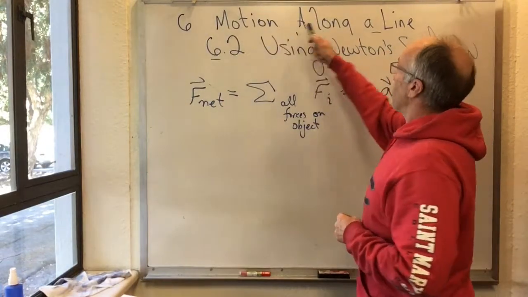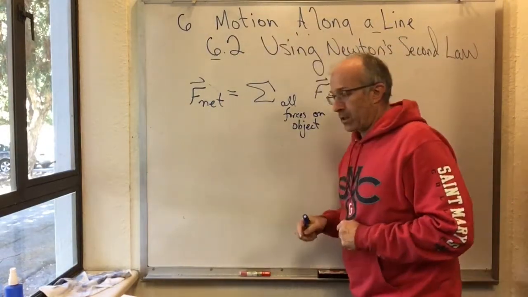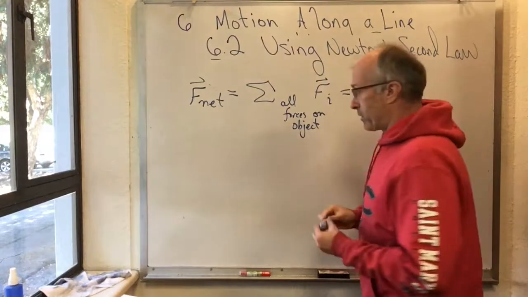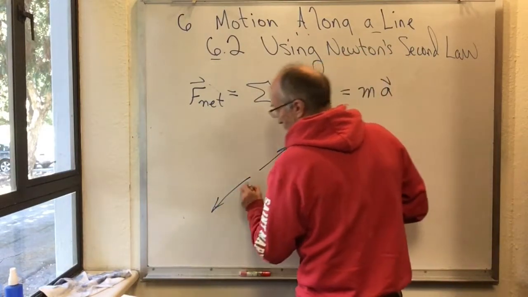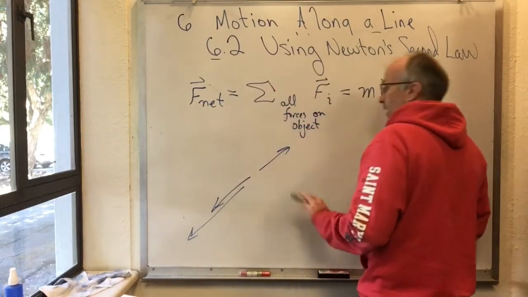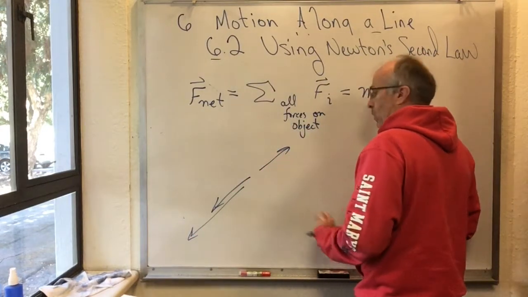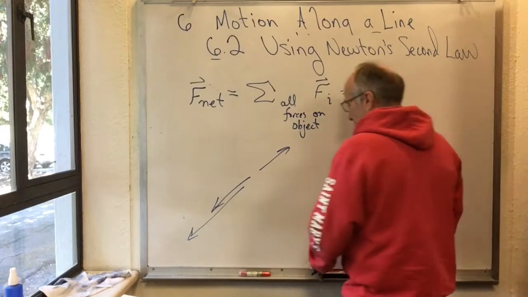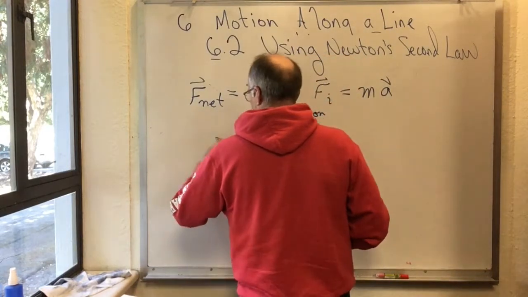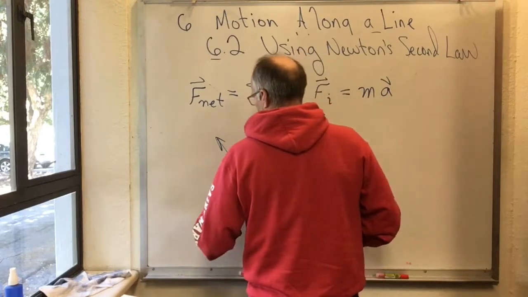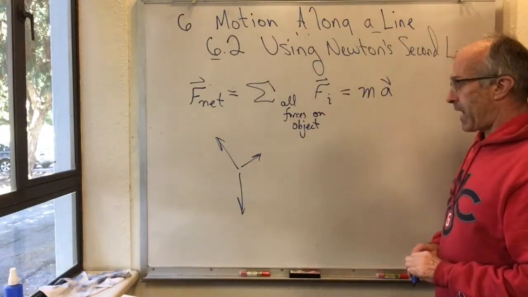Now, this whole chapter is titled Motion Along a Line. But that doesn't mean that all of our forces are going to be lined up, okay? So here's a situation, say, where there's 3 forces in a problem, and they're all lined up. Nice and simple, but we're going to be doing more complicated situations where the forces aren't all along a single line. For example, they might look like that.